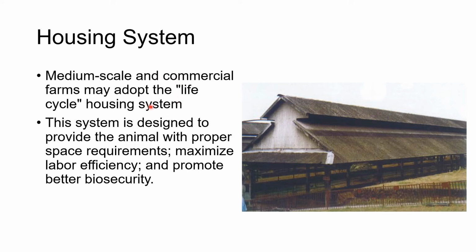So, what is the life cycle housing system? For every stage of the animal's life, you have a corresponding housing for them. For example, if it's a piglet, you have housing for piglets and their mothers, called the farrowing and suckling unit. So that is where the piglets will live.